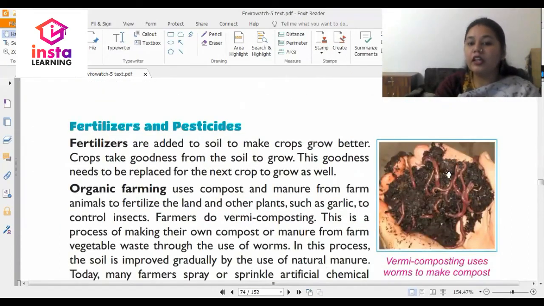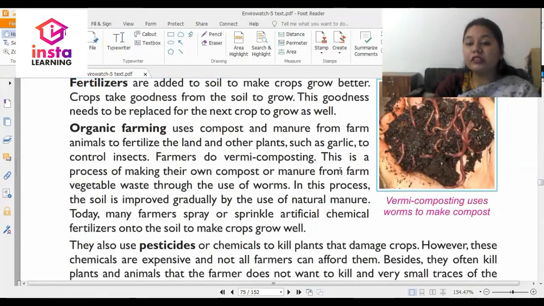All right. Now we talk about fertilizers and pesticides. Fertilizers are added to soil to make crops grow better. Crops take goodness from the soil to grow. The goodness needs to be replaced for the next crop to grow as well.